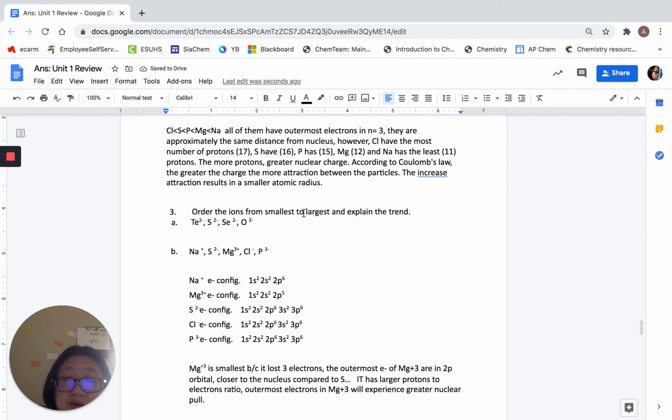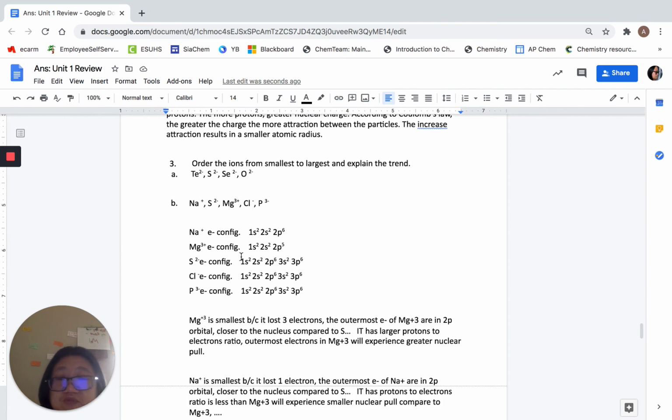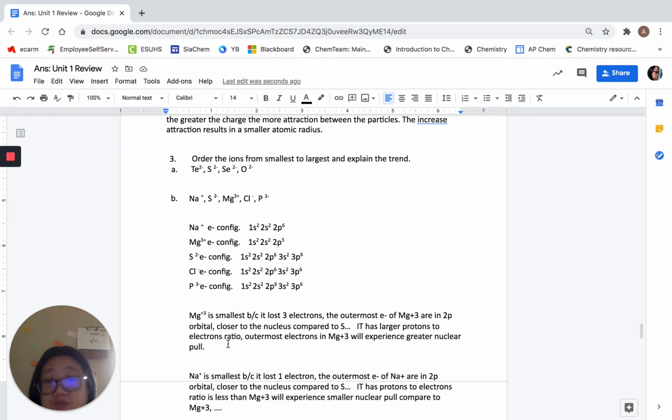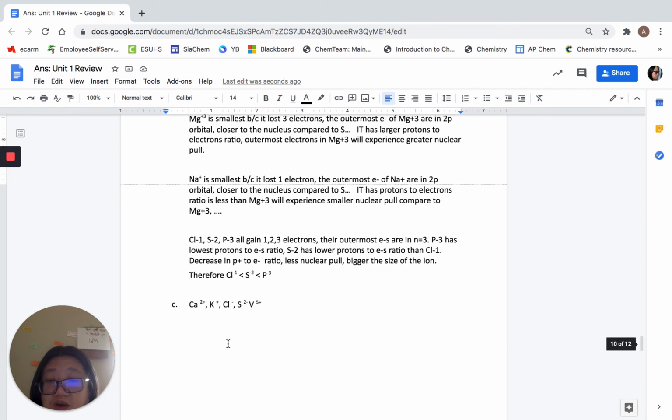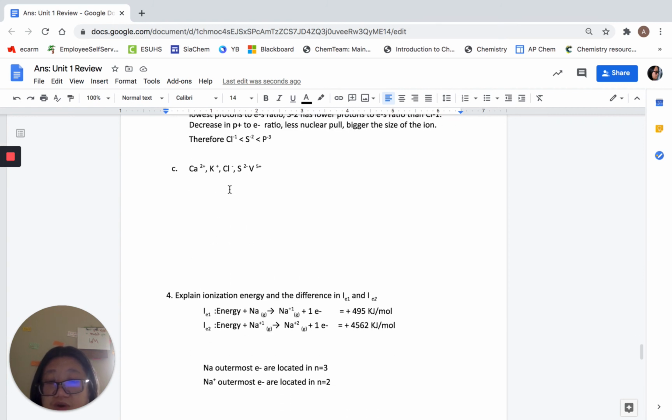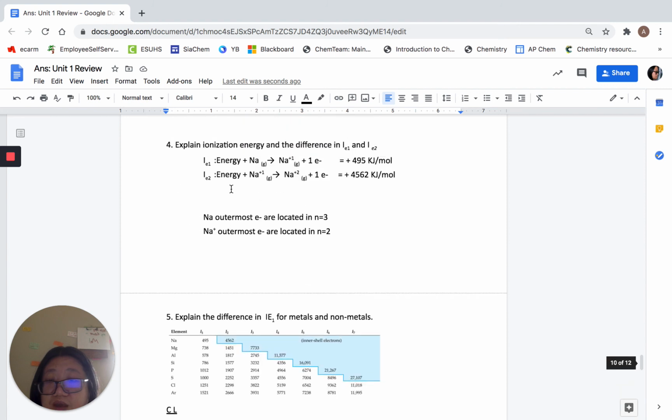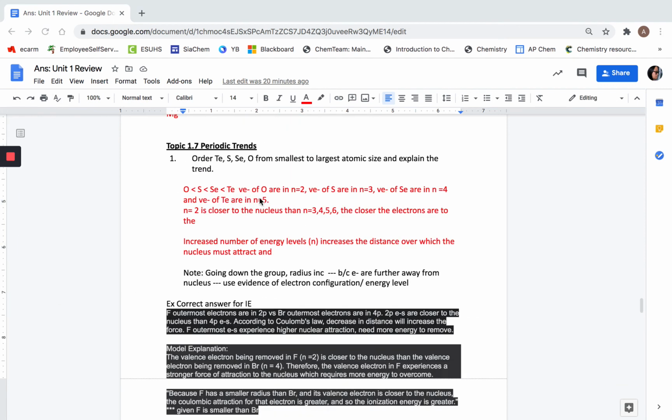Okay. Number 3, I have explained to you in class before. So essentially, you're just going to explain it in terms of electron configurations and what is going on. Same thing with this part. Okay, let's go ahead and continue. All right, just came back from lunch, so I'm going to just continue.